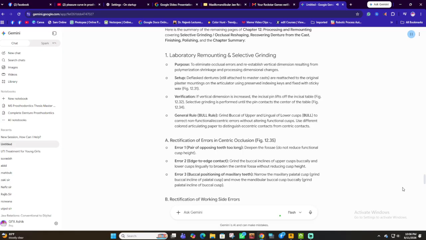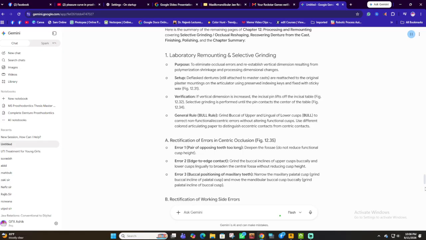General rule, BULL rule: grind buccal of upper and lingual of lower cusps, to correct non-functional, eccentric errors without altering functional cusps. Use different colored articulating paper to distinguish eccentric contacts from centric contacts. A. Rectification of errors in centric occlusion, Fig. 12.35. Error 1. Pair of opposing teeth too long, deepen the fossae, do not reduce functional cusp height.